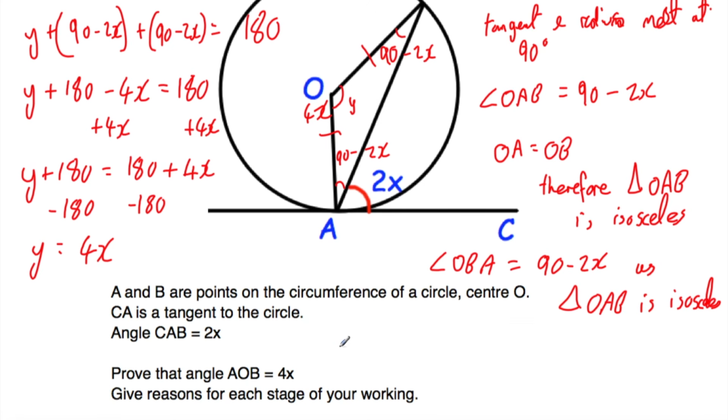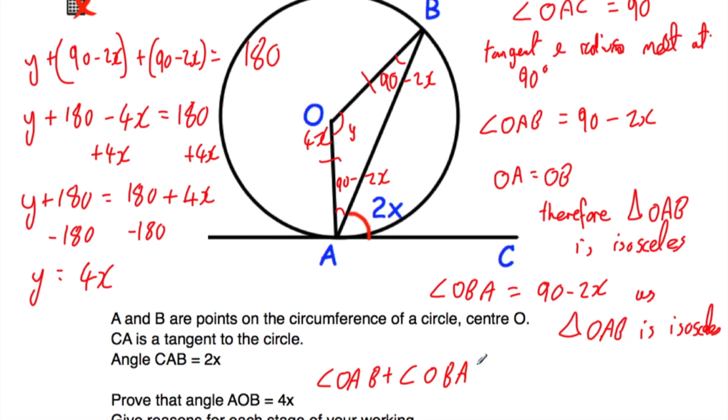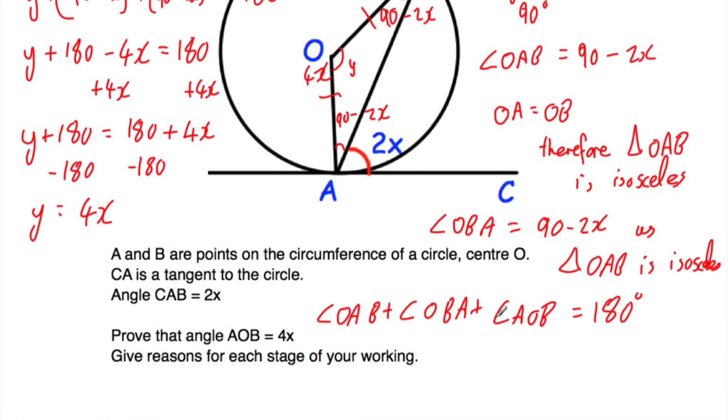So let's just write down our last step. So we said that angle OAB plus angle OBA plus angle AOB, they all add together to be 180 degrees. So therefore, angle AOB equals 4x, and we've got our working out here to show that. So we've shown it. So let's put QED, we've proved it, and that's it.